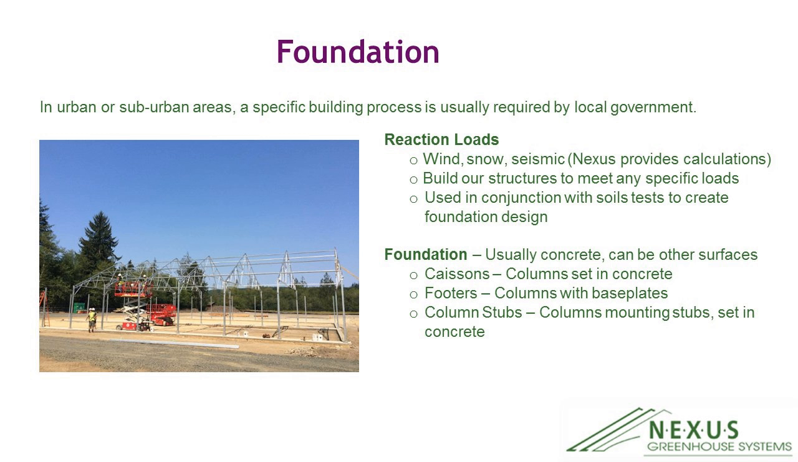Okay, one of them is caissons. So caissons are columns set in cement. So a hole is drilled into the ground. The column is inserted into the hole. Cement is poured around it. The column is leveled and plumbed before it dries, and then it's just set right in the cement.